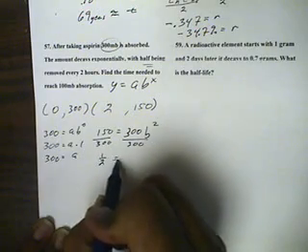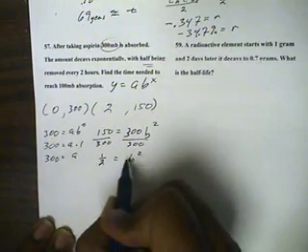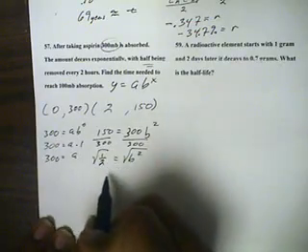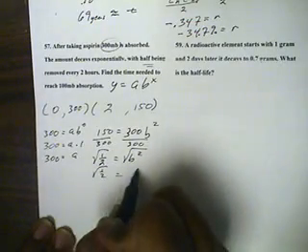And what we'll get is a half here, and b squared is a half. Now I'll take the square root of both sides, and we have b equals the square root of 1/2.